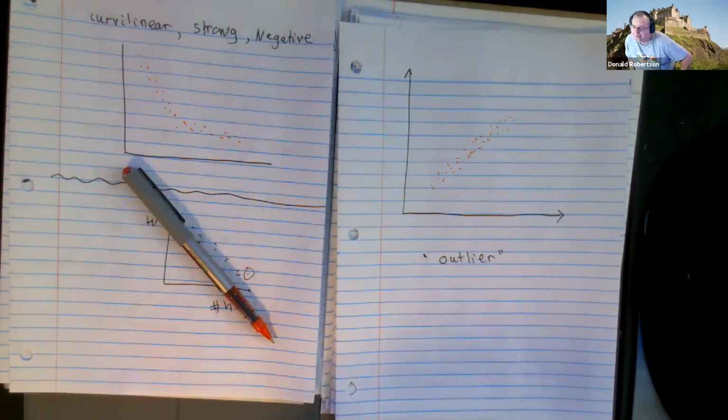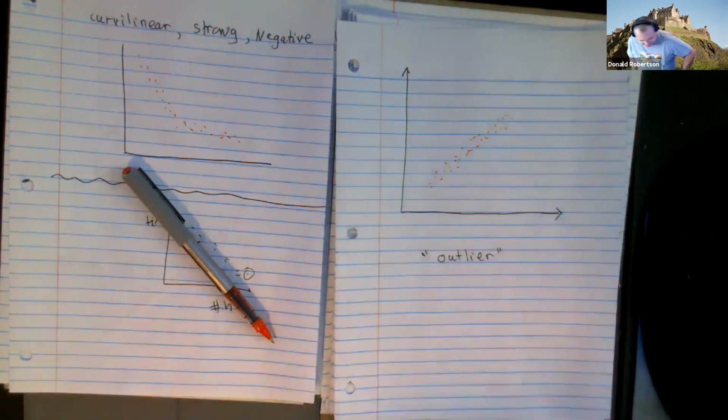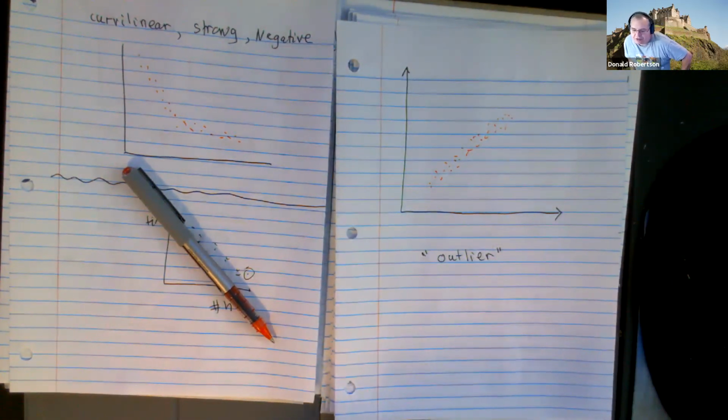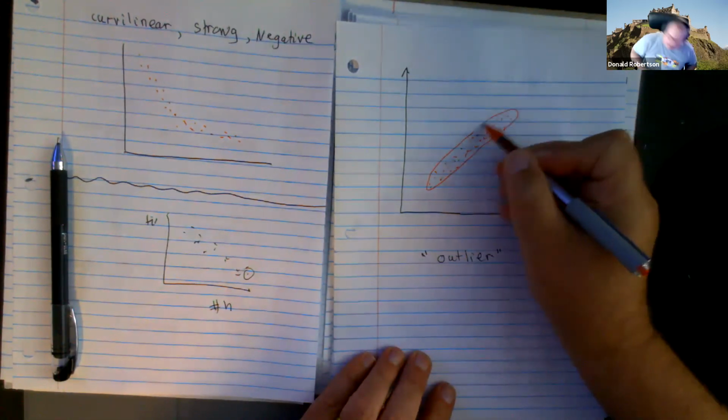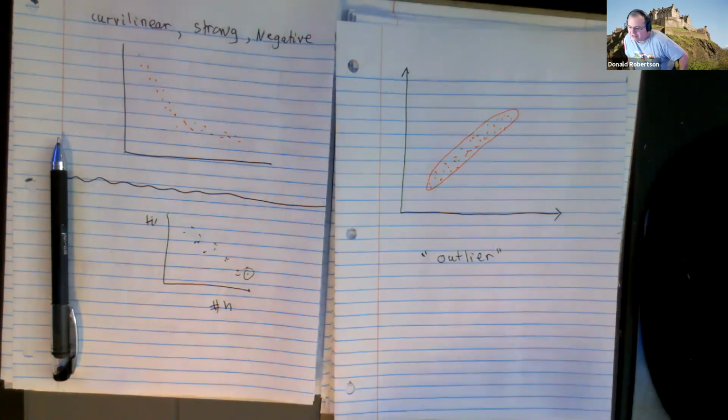Outlier. Now, an outlier in the context of a scatter plot is a piece of data that is in some way separated from the main bulk of the data. What I tend to do with data is I draw a sausage around it. There. See my sausage? Inside my sausage is all my data.